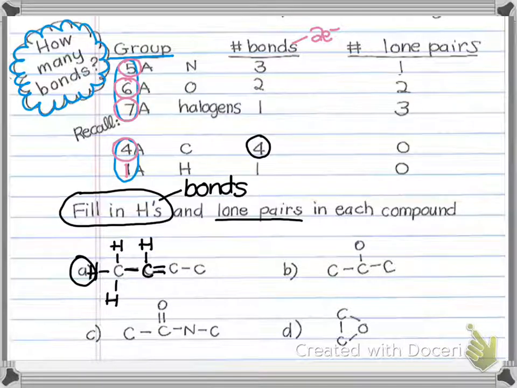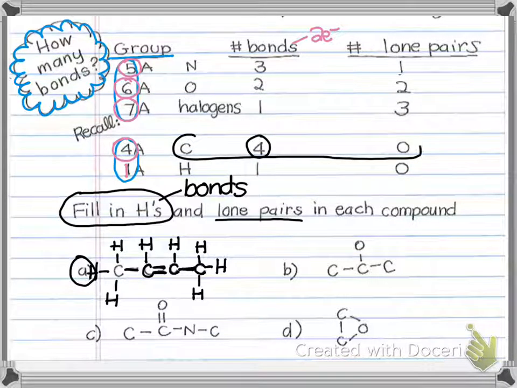The next carbon right here has 1, 2, 3, so that would have 4 by adding a hydrogen. And the last carbon here has 1, so I need 2, 3, 4. Now in this example, I did not need any lone pairs because we see carbon has 4 bonds and 0 lone pairs.